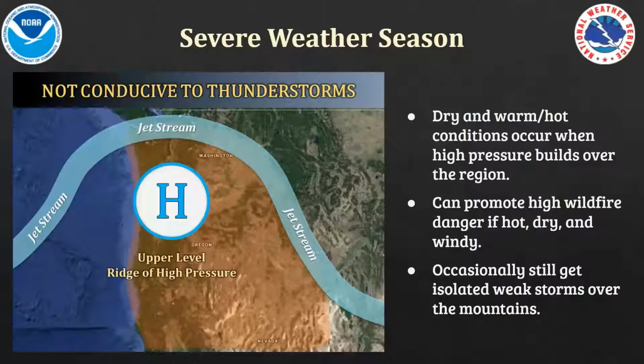Generally, it's hot, what we call hot, dry, windy. That promotes fire weather concerns, but only isolated weak storms over the mountains. Now, of course, an isolated weak storm is not good for fire weather, but generally not going to be severe. If conditions are marginally good, sometimes you can get an isolated severe storm, but certainly not widespread severe weather.